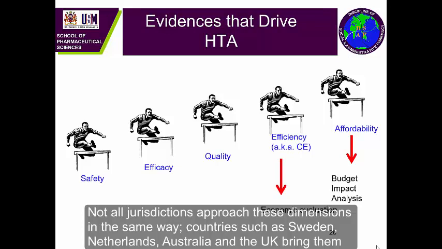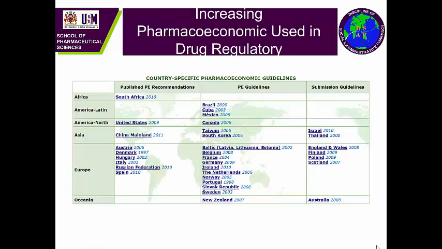So even if the drug is safe, effective, of good quality, and efficient, it doesn't mean that the hospital or the country can afford it. And this is why the HTA also requires the evidence of budget impact analysis, which we will also be discussing in this FAR 391. So pharmacoeconomic evidence has been increasingly used in drug regulation across the world.